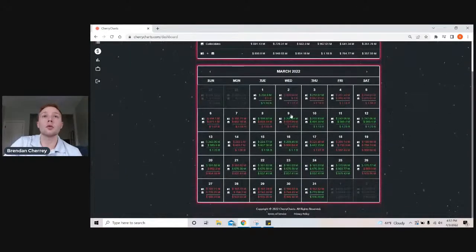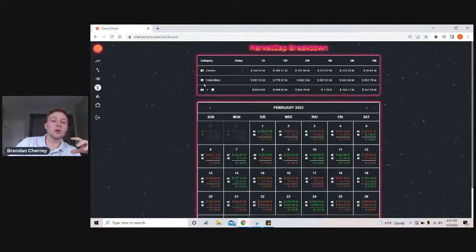So, flipping through here, obviously really color coded just so it's really easy for you to see which are overall positive days and negative days, and then breaking it down further into the comics and collectibles. Super easy to flip through. Obviously the symbols right here, but just to give you an idea of how the market cap is moving throughout the week, or throughout the weeks and months.